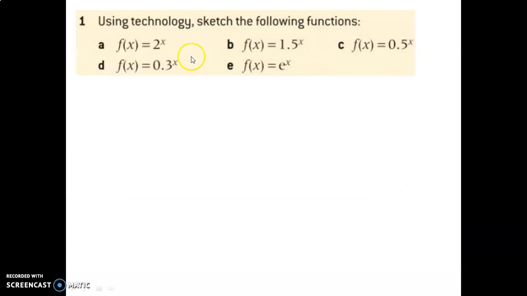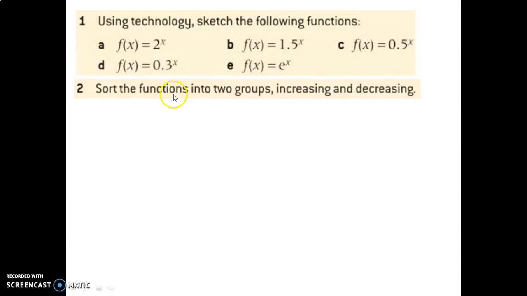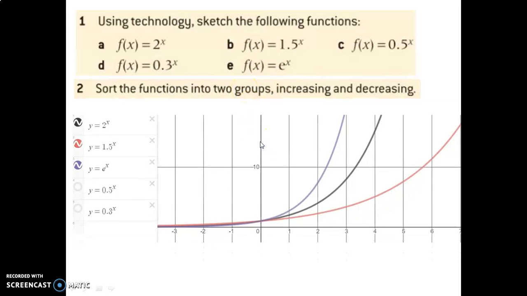Okay, so first thing you're going to do, graph all 5 of these in decimals. Enter those 5 functions and then answer these questions. Sort them into 2 groups, the ones that are increasing and the ones that are decreasing. So which of these are rising, exponential growth, and which ones are decay? Okay, let's take a look.